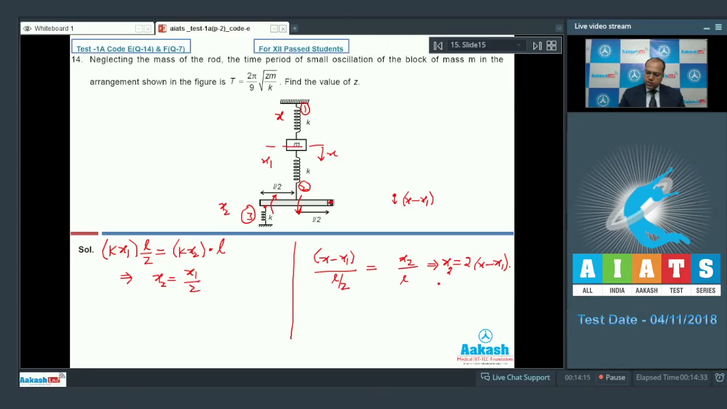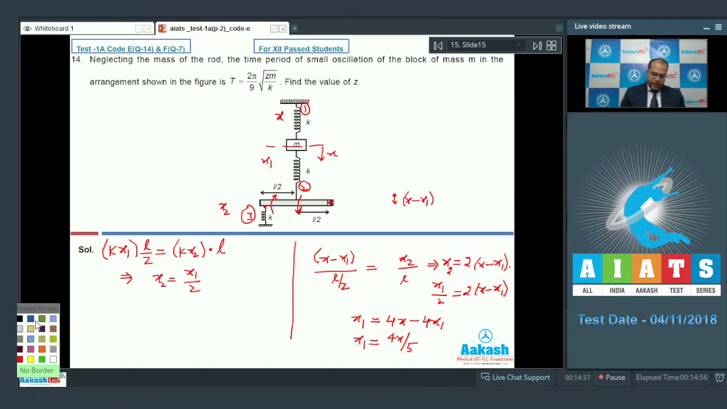So if I substitute the value of x2 in this, then x1 by 2 is equal to 2 times x minus x1. So if I solve this, x1 is equal to 4x minus 4x1. So the value of x1 comes out to be 4x by 5. So if I write the restoring force on this block, the restoring force in this direction will be Kx plus K into x1, and x1 we have calculated as 4x by 5. So this is the restoring force.